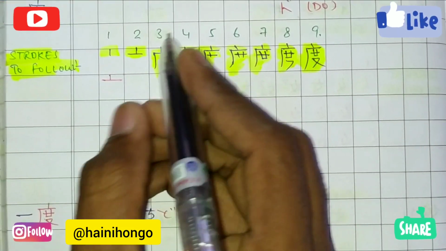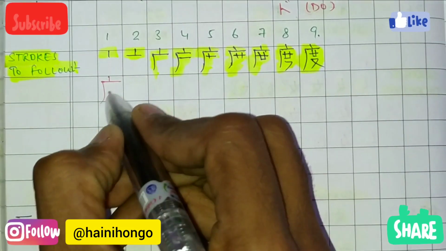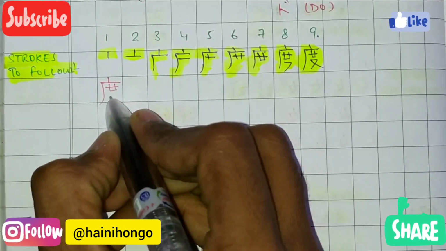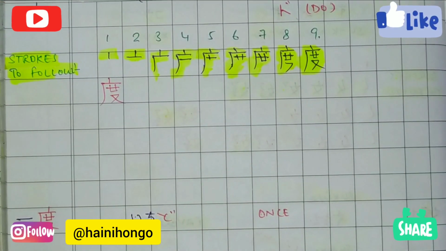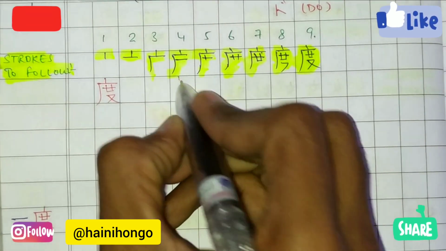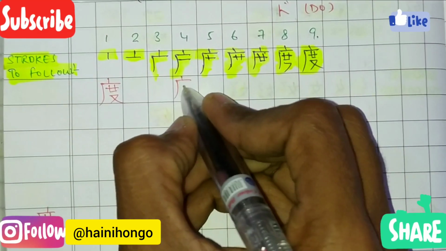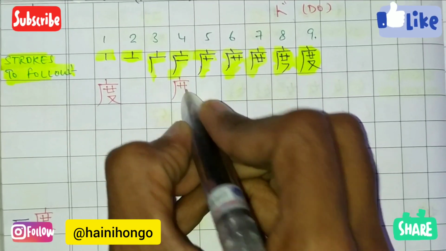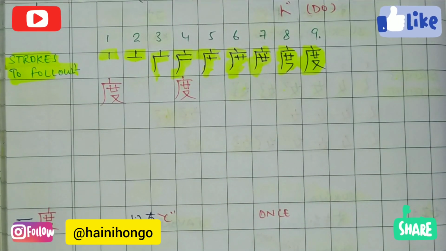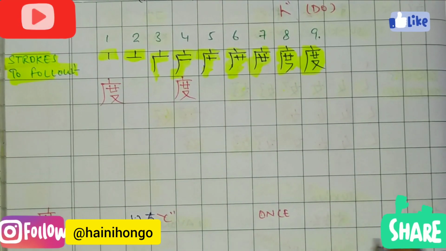1, 2, 3, 4, 5, 6, 7, 8, 9. Let's do it one more time. 1, 2, 3, 4, 5, 6, 7, 8, 9. This is the final kanji which is having 9 strokes. Let's do it one more time.